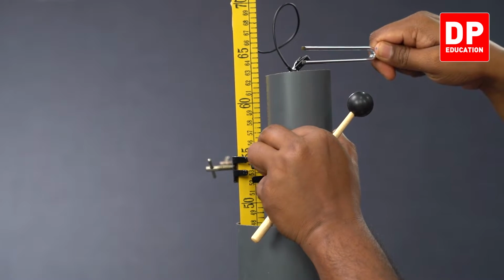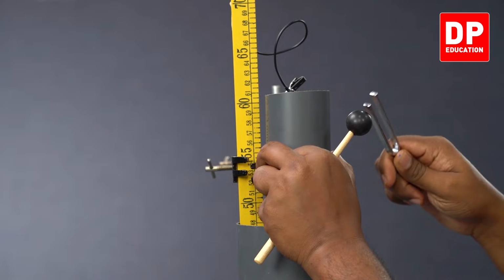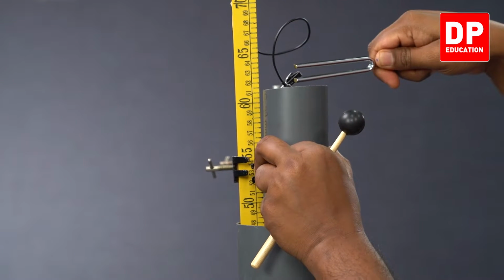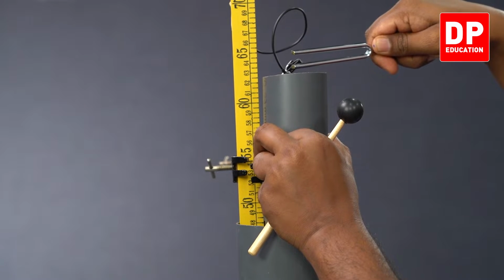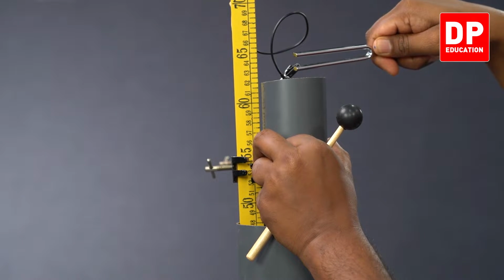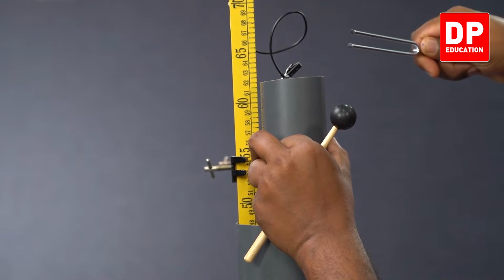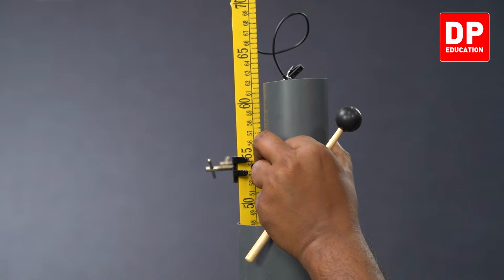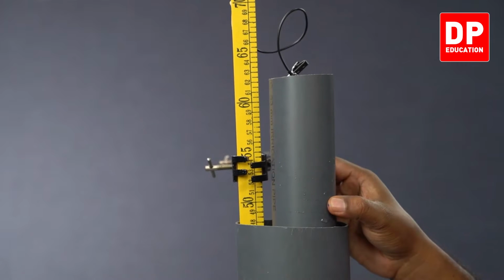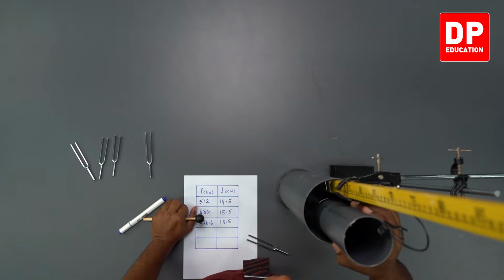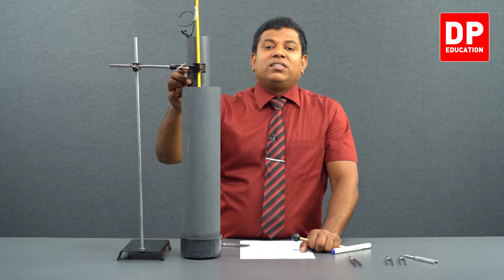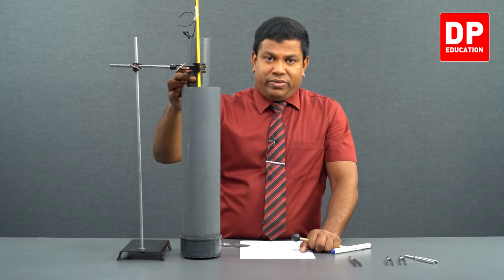Can you hear at some point its maximum once again? This is the point where it is maximum. The reading is at 62 centimeters. Check the water level. Water level is at 41.5. 62 minus 41.5 means the difference is 20.5.